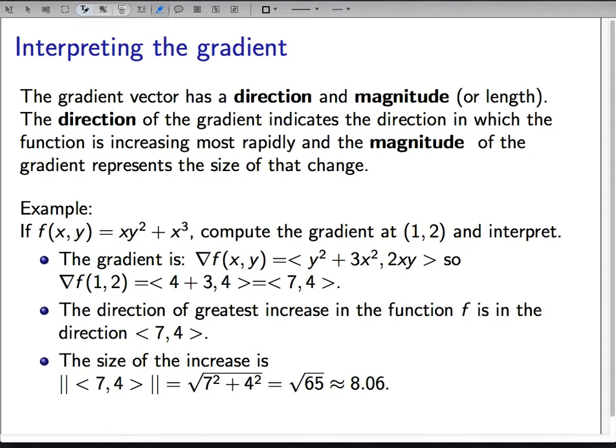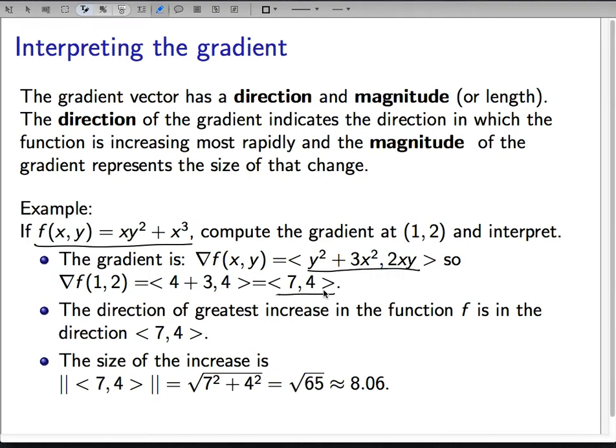So let's just look at a straightforward example. If I've got the function f of x, y equals xy squared plus x cubed, and I ask you to compute the gradient at (1, 2) and interpret it. First of all, it's pretty simple and straightforward to compute that gradient. That's right here. And if I'm interested in that gradient at a particular point, I need to plug in 1 for x and 2 for y, and I should get (7, 4).